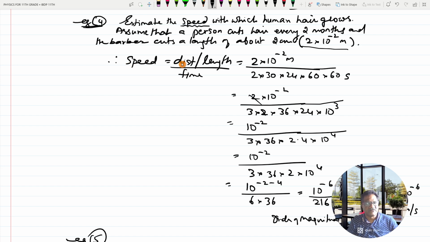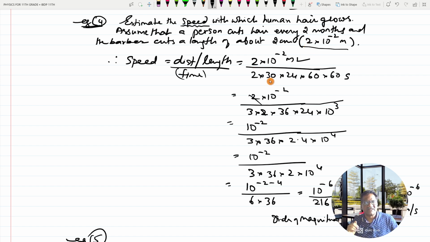So speed is equal to distance or length divided by time. Now distance or length should be in meters. The length of the hair that is cut by the barber is 2 centimeter, so if I convert it into meter, it will be 2 into 10 raised to minus 2 meter. So I can take length as 2 into 10 raised to minus 2 meter, divided by time. Now the time is 2 months, because every 2 months the person goes for the haircut.